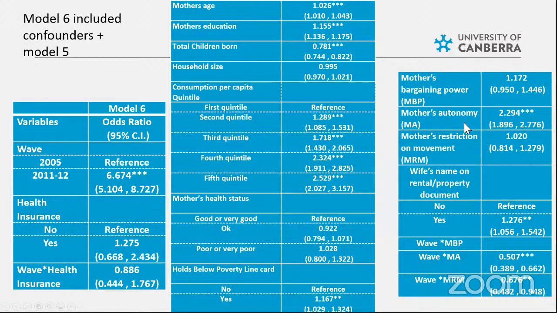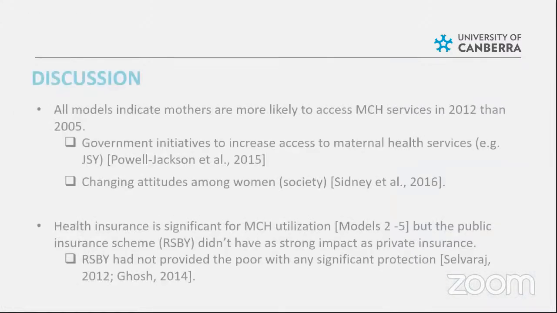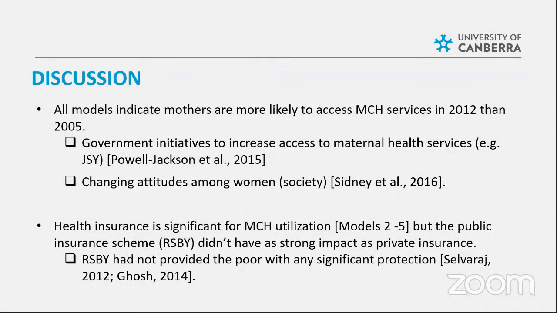Among the autonomy, rather mother's empowerment indicators, mother's autonomy and whether the mom had her name on a property document or rental document remained statistically significant, while mother's bargaining power and restriction on movement were no longer statistically significant in our comprehensive model. Okay, now all our models show that pregnant mothers were more likely to access MCH services in 2012 than 2005.